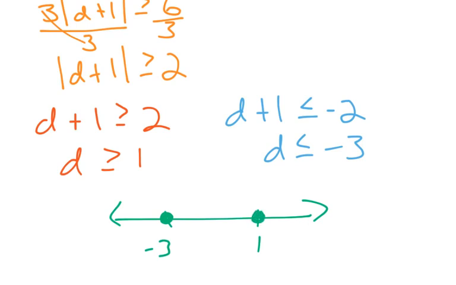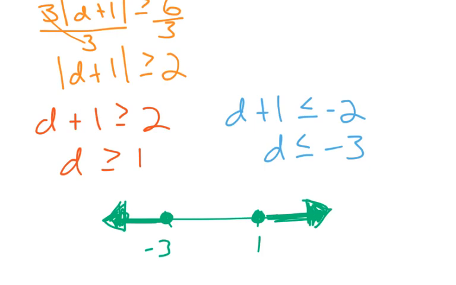And let's see, from negative 3, it says d is less than or equal to negative 3. So that means we need to go to the right. And again, a bold arrow. And from 1, it says d is greater than or equal to 1. Greater than is always out to the right. So again, our arrows are going to be pointing in opposite directions.